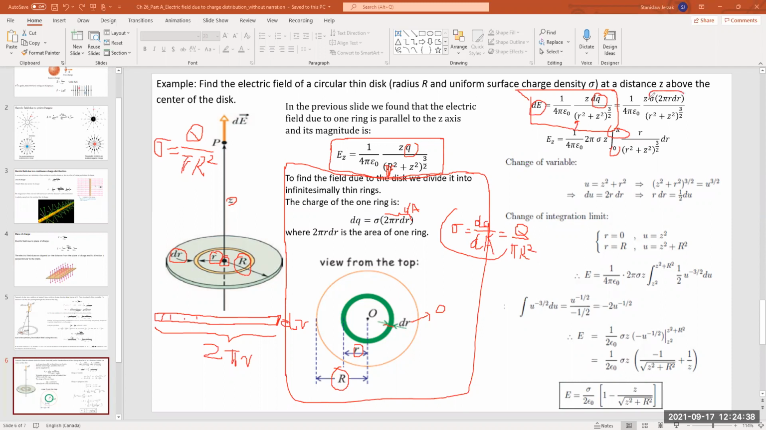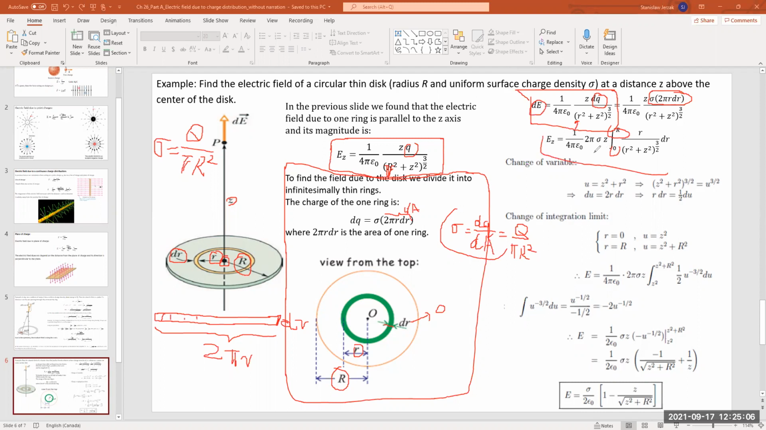This, you see, instead of dq, I have written sigma times the area dA, which is 2 pi r dr. Then I have the expression for the differential field written in terms of just one variable, lowercase r. Because z is constant, sigma is constant, epsilon 0, 4 pi, these are constants, and I have to integrate this expression over r. So that's what I have written below.